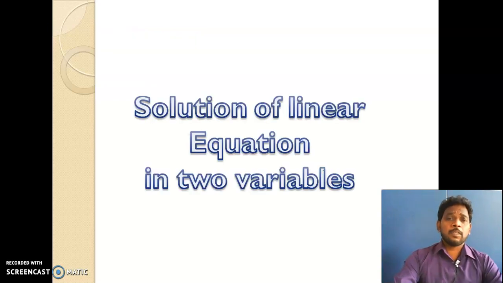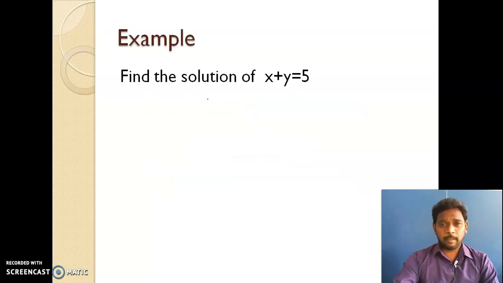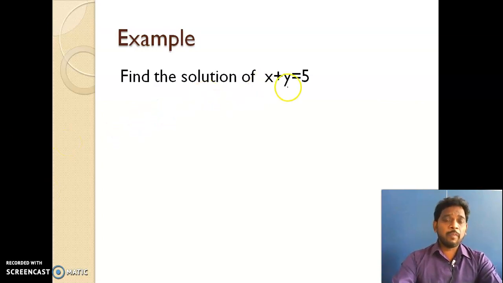Next, solution of a linear equation in two variables. So how can we solve the given linear equation in two variables? Solve means we have to find out the value of the variable, that's it. So look at the example. Find the solution of x plus y equal to 5. Solution means we have to find out the value of the variables in the equation. So it is definitely a linear equation in two variables, so we are going to find out the value of both variables.